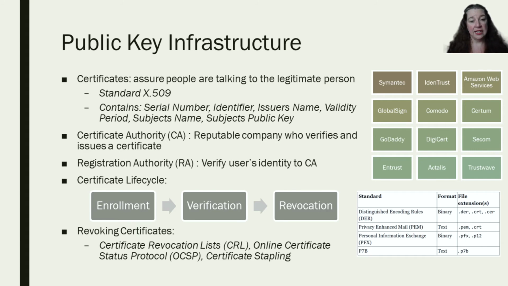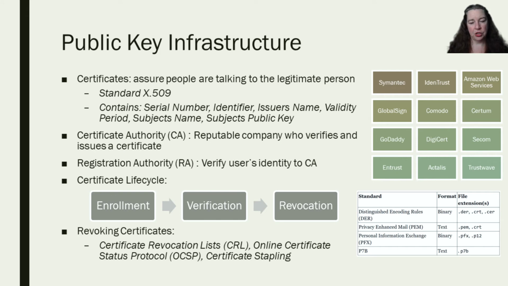And inside that standard, we say that we're going to create a serial number, the identifier, the issuer's name, the validity period, how long it is valid, who's the subject, and what's the subject's public key. Not their private key, their public key. Remember, asymmetric uses a public key.